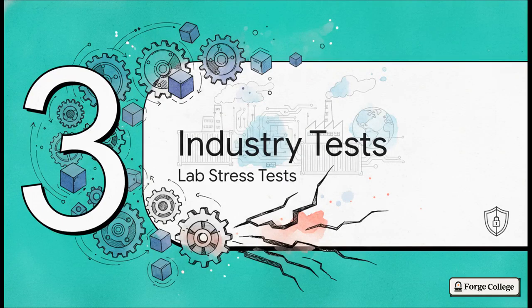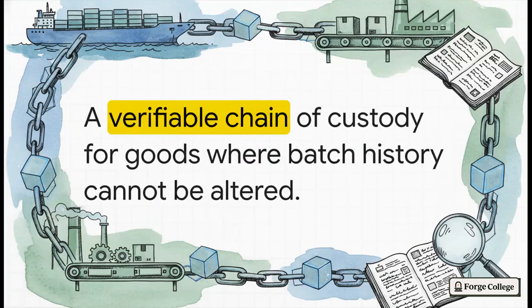All right, Section 3, real-world industry tests, running the lab stress tests. Let's put this framework to the test in the real world. We're taking it completely out of the theoretical realm. For our first test, imagine a supply chain. You've got buyers, suppliers, logistics providers, auditors, and they all desperately need a verifiable chain of custody for goods, a situation where batch-level history absolutely cannot be altered. So they have a massive need for tamper-evident provenance, but among all these independent organizations, there's really only moderate trust.